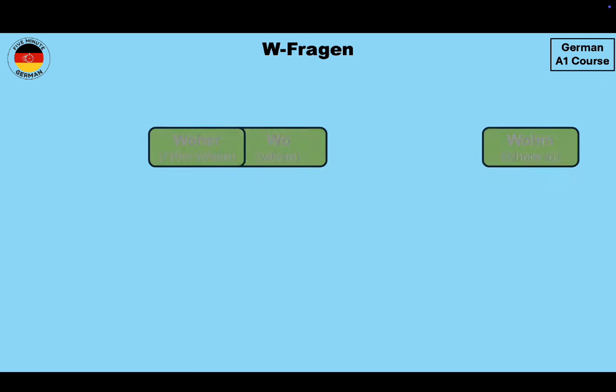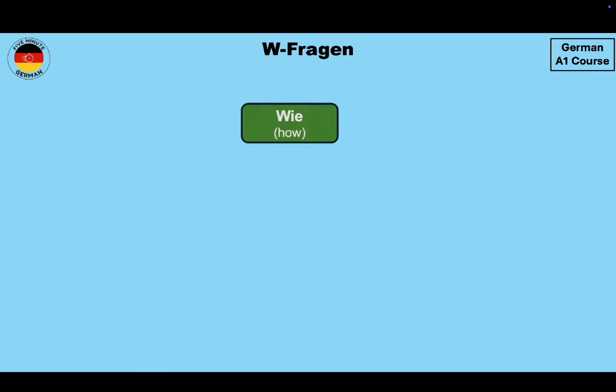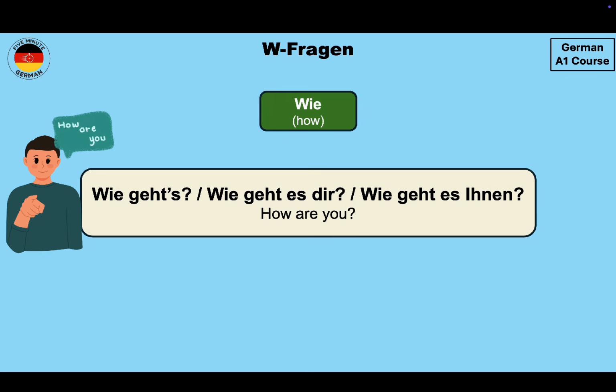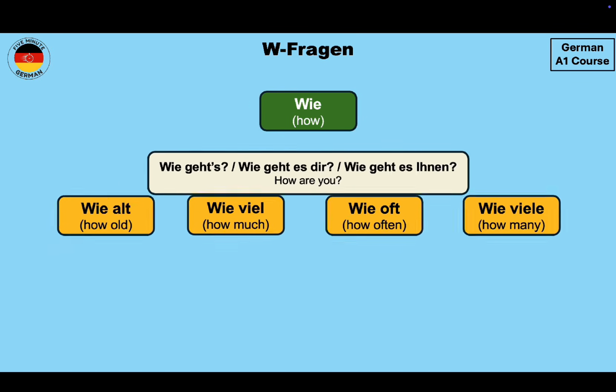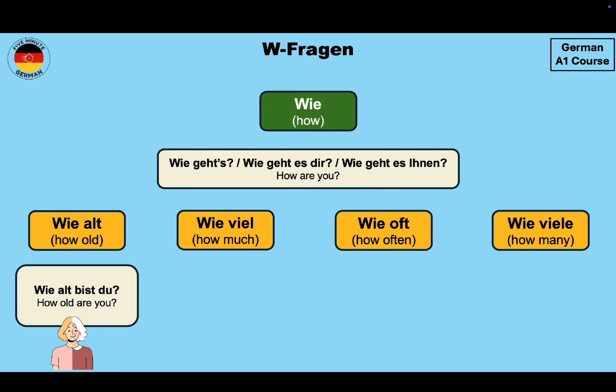Now moving on, let's take a look at wie, which means how. The most common question with wie is "Wie geht's?", or "Wie geht es dir?", or "Wie geht es Ihnen?", which is the formal way, which means how are you. Now you can use wie to make many other questions. For example, wie alt, which means how old. So you can say "Wie alt bist du?", how old are you.